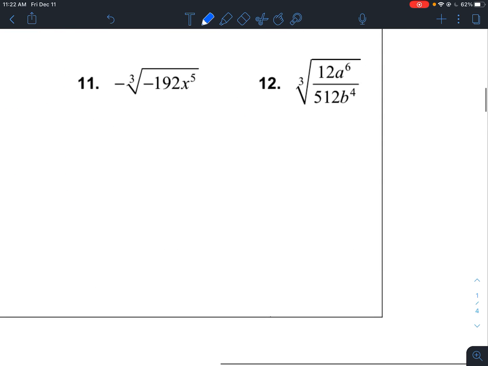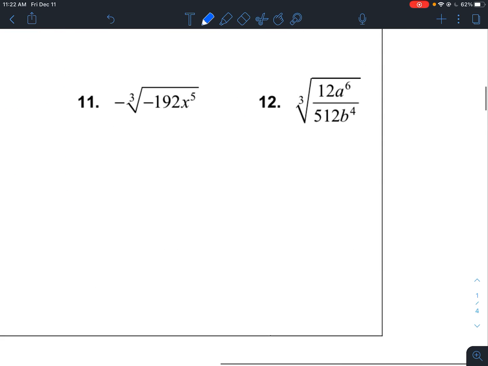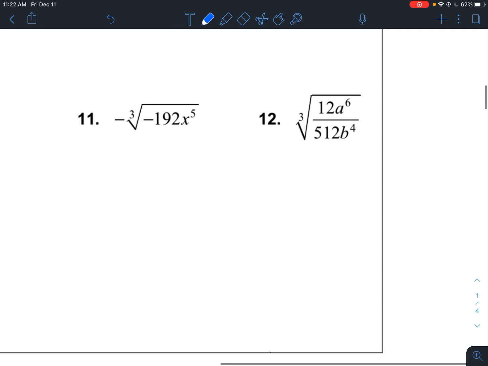Let's say number 12. This will be another good example. So, using the quotient rule, because they're all under the same radical, this could be the cube root of 12a to the 6th power divided by the cube root of 512b to the 4th power. Now I'm going to break these up and do prime factorization.